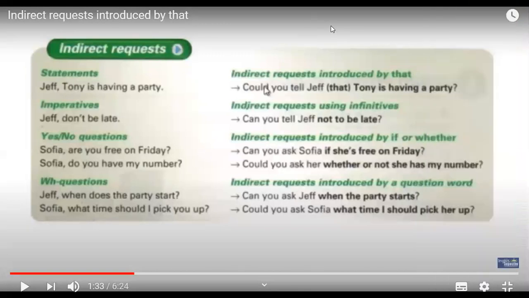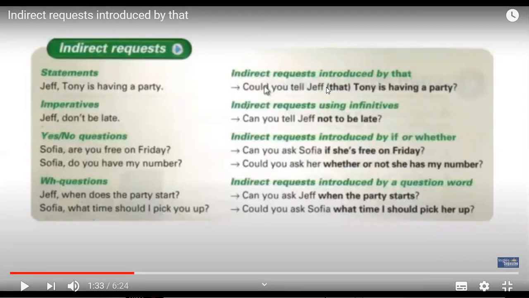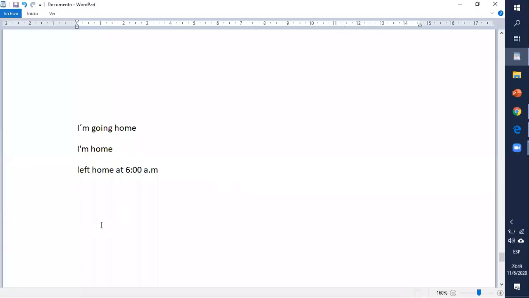We're gonna go one by one, not all at once. So we're gonna start with the statements. If I say, we are not having class tomorrow, it's a statement, right? How would you say that in the request? Could you tell the class that tomorrow we are not having class? Let's try that. Could you tell, not 'to', because with the verb tell, you don't need 'to', right? So you need the object directly. So could you tell the class that we're not having classes? We're not having a class.